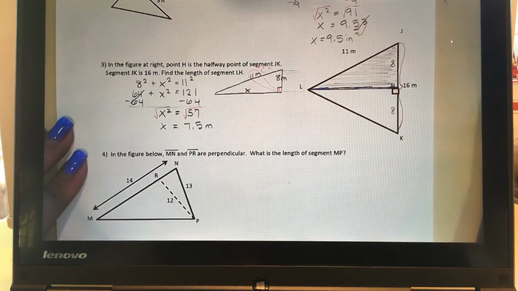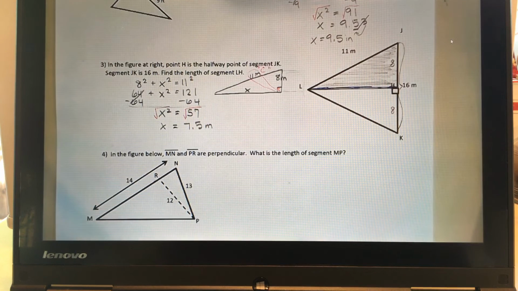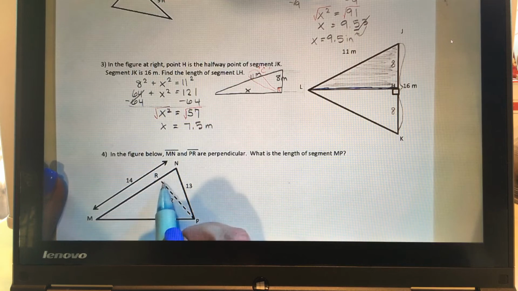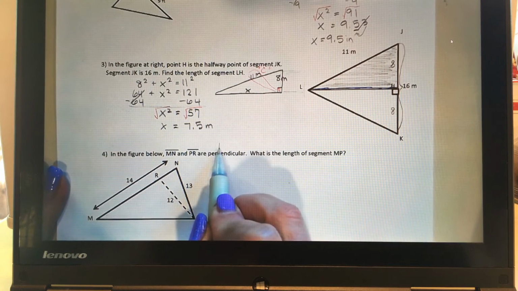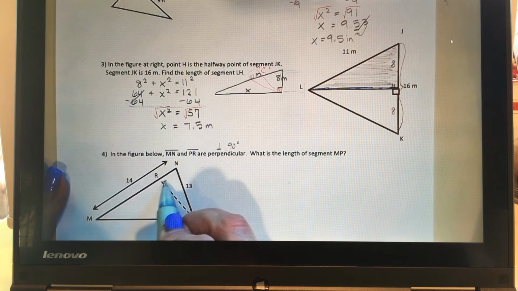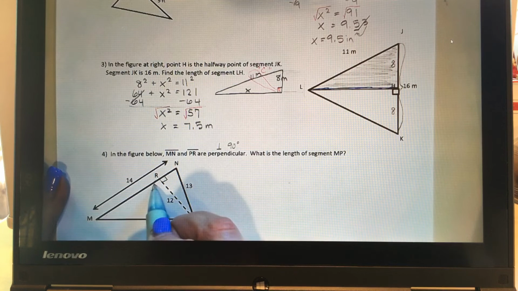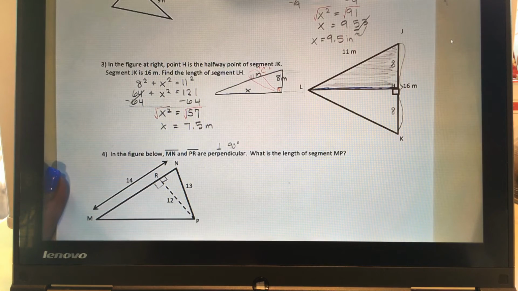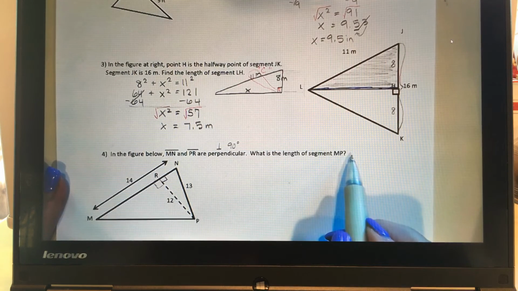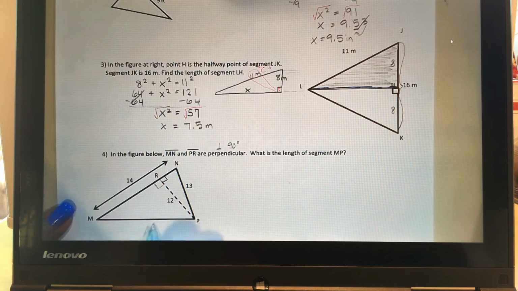All right, last example that we'll take a look at working with our Pythagorean theorem converse. Segment MN, this one right here, and segment PR are perpendicular. Perpendicular, if you remember, means that it is 90 degrees. So I'm going to go ahead and draw in a right angle on this side. And we could draw one in on this side also if we wanted to. What is the length of segment MP? So this is our unknown right here.